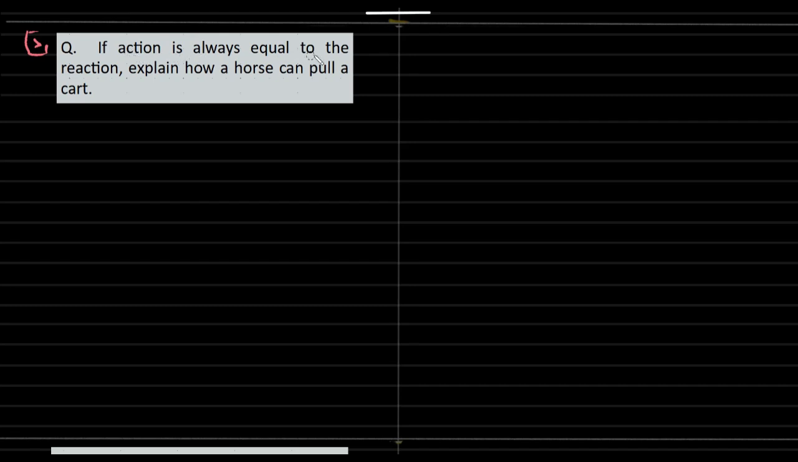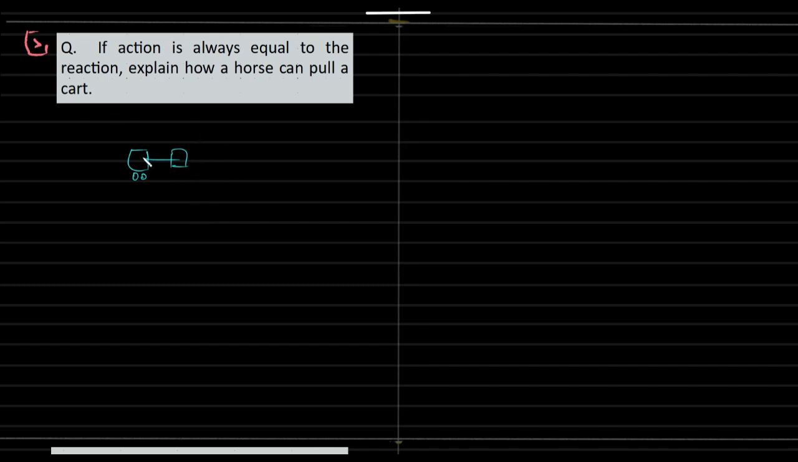An action is always equal to the reaction. Explain how a horse can pull a cart. See, what they're trying to tell is, we have a cart and it's been pulled by another. It can be an engine, it can be a horse, or it can be a person also. How is this possible?